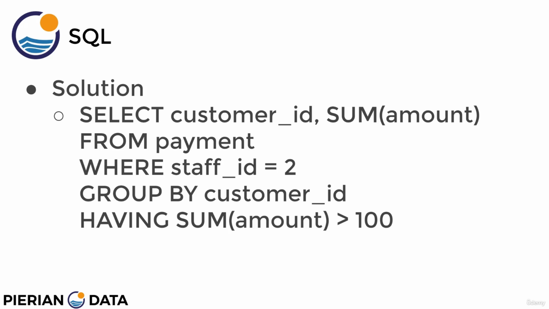So the solution, here we select the customer ID and we take this sum of the amount in order to calculate who has more than $100 from the payment table. We first, however, filter where staff ID is equal to 2. That way, when we do the group by on the customer ID, we're only considering people where the actual payment transaction occurred with the staff ID equal to 2. And then we check for having a sum amount of greater than 100.